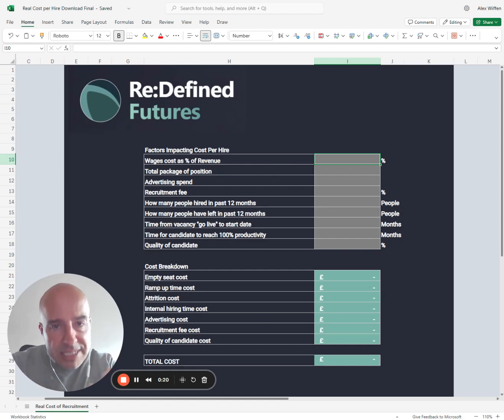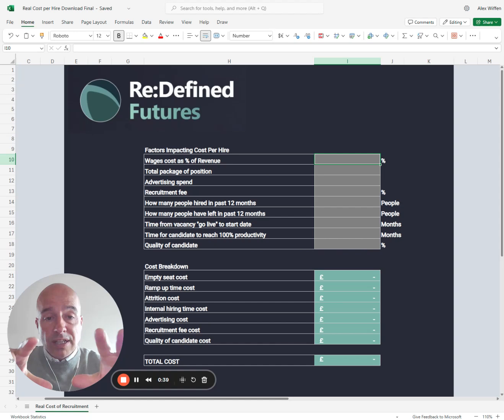What's the cost of an empty seat? What's the cost of the time it takes for the person that you do eventually find to get up to full productivity? What about bad hires? What impact does that have? So I've created a calculator which will help you figure that out. And you can download a version of it in the link below.